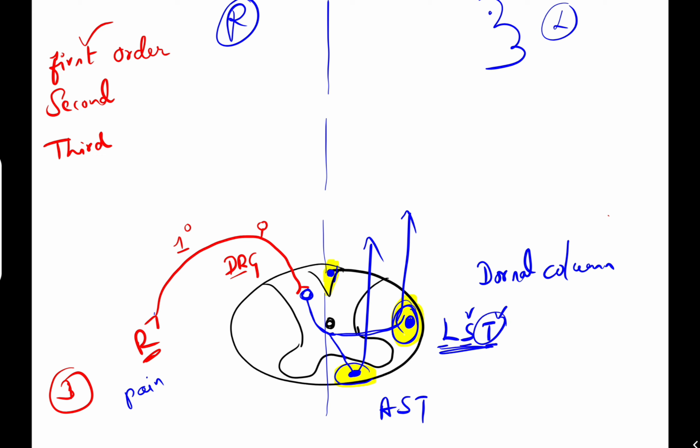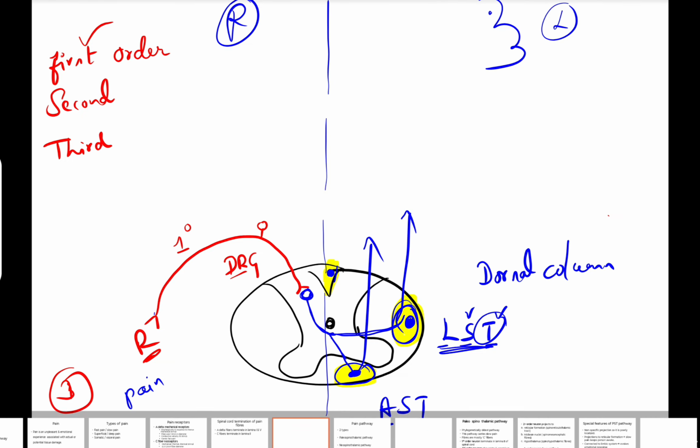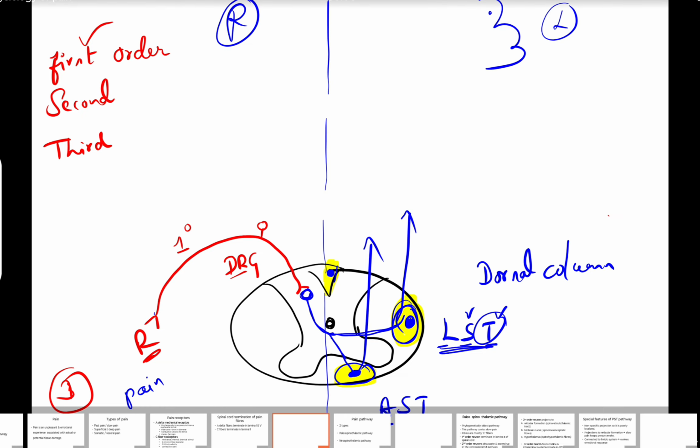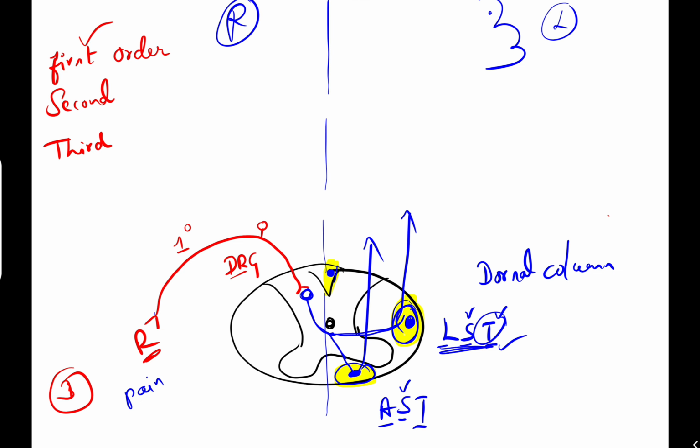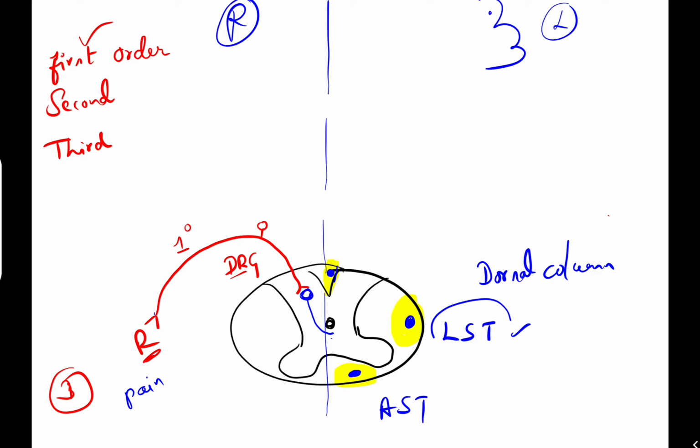If it goes in the anterior funiculus or the anterior part of the spinal cord, we call it anterior spinothalamic tract. Clear? So the dorsal column I'll explain in another video. For the time being, remember anterior and lateral. Clear? Right. So now let us understand where exactly these pain fibers are going. Okay. So remember, pain is carried by the lateral spinothalamic tract.